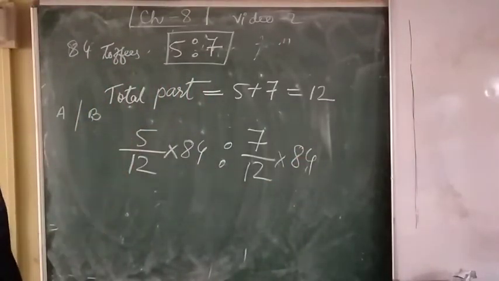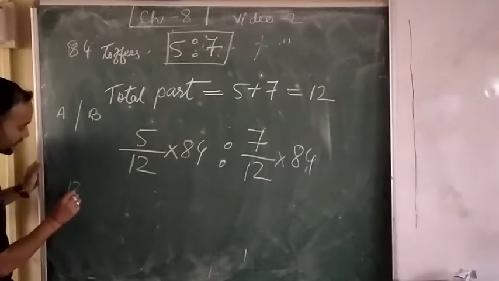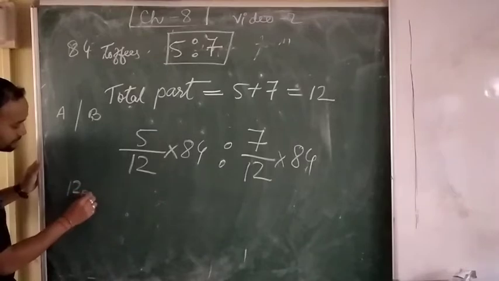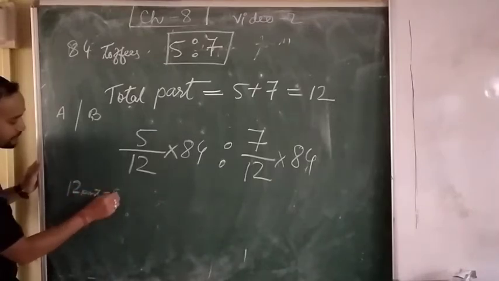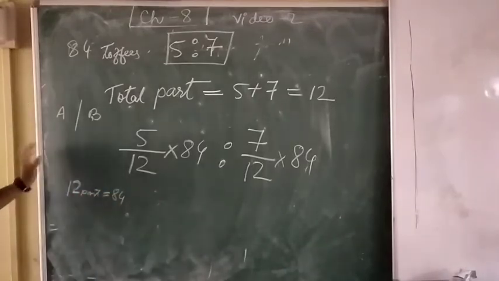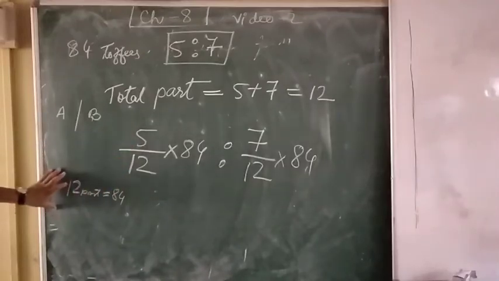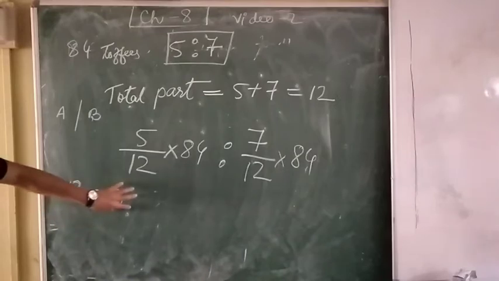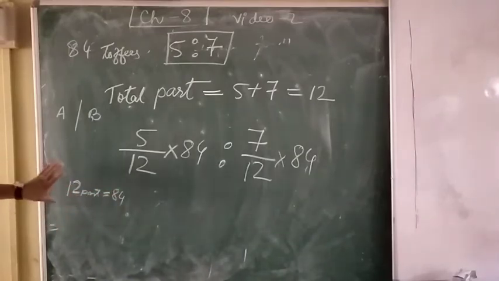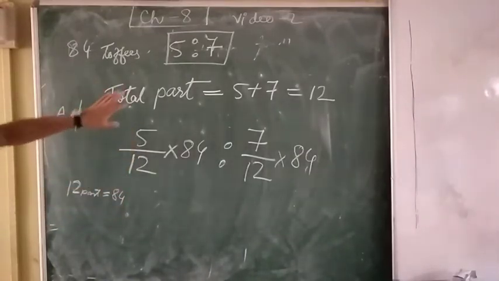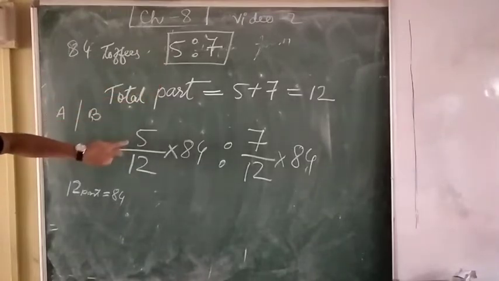Why did I put 5? Now see, 12 parts is equal to 84. Why did I put 5 by 12? 12 parts directly is equal to 84. That means I have to split 84 into 12 parts. Out of these 12 parts, the first one is getting 5. So 5 out of 12.